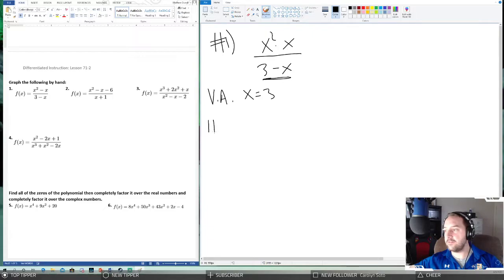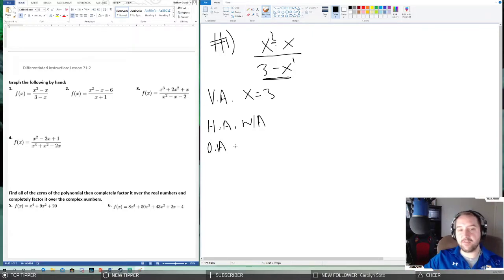And then we have a horizontal asymptote. If we compare the degrees, it's 2 and then 1. So it's not a horizontal asymptote, but it's going to be an oblique or slant asymptote. The way we find that is by dividing. Now, I'm going to rewrite this. Instead of saying 3 minus x, I'm going to say negative x plus 3.